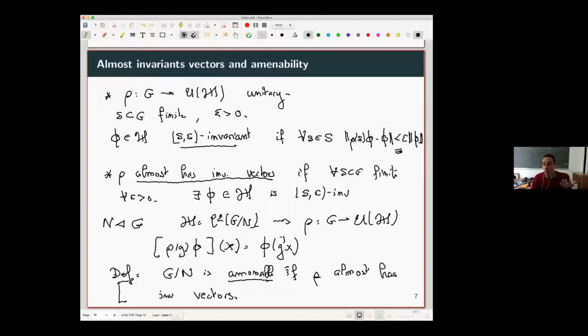If you're more familiar, for instance, with the definition which involves Følner sets, where for every epsilon and every S we have a set in the group G which is hardly displaced by the generators, then you can make the connection with this definition. The almost invariant vectors of your representation here will be exactly the characteristic functions of your Følner sets. Typically, that's the correspondence between those two definitions.